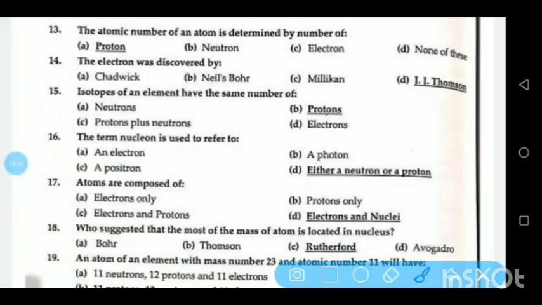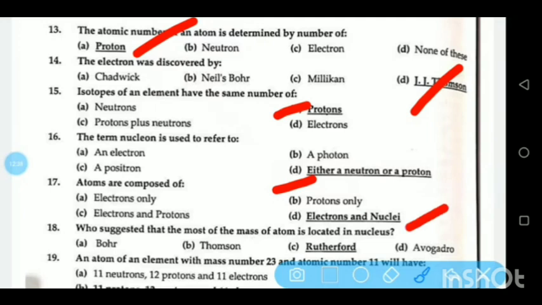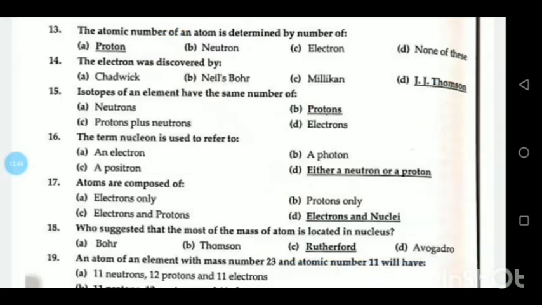The atomic number of an atom is determined by the number of protons. The electron was discovered by J.J. Thomson. Isotopes of an element have the same number of protons. The term nucleon is used to refer to either a neutron or a proton. Atoms are composed of electrons and nuclei. Who suggested that most of the mass of an atom is located in the nucleus? Rutherford.